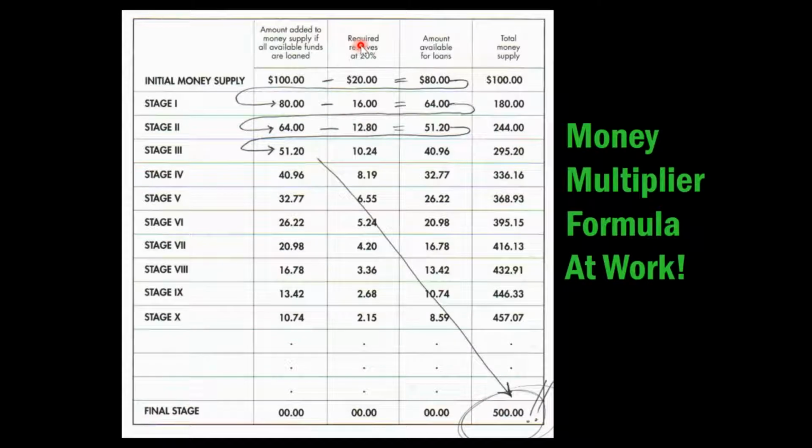If you lowered this 20% to 10, you could see that that would let more money out the door, and this process would have more wiggle room to grow. So we might double the amount at the bottom of the page, but the Fed gets to set this number. And that's the important thing that you should remember.